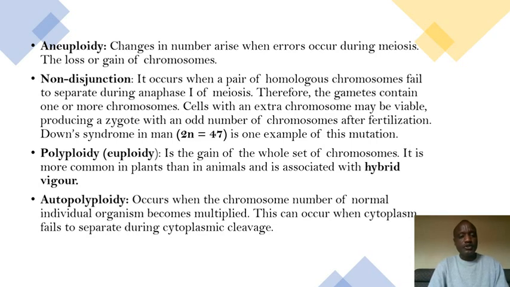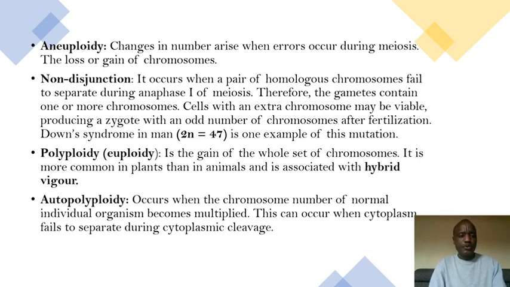Aneuploidy simply means changes in the number of chromosomes that arise when an error occurs during meiosis. It involves loss or gain of chromosomes. There's also non-disjunction. Non-disjunction is a situation where a pair of homologous chromosomes fail to separate during anaphase 1 of meiosis. So during formation of the zygote, a cell may have an extra number of chromosomes or may have some chromosomes missing. That is what we call non-disjunction.